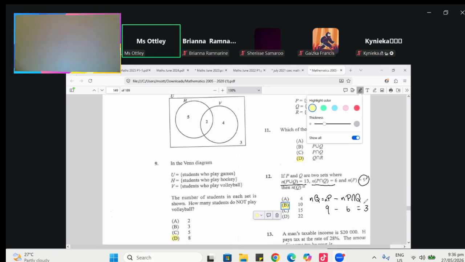You all with me? And then we know that out of that intersection between P and Q, 6 elements they share, 3 of them are just for P alone. Sorry, this is P. 13 in total. 13 subtract 3, 10. This working will be different from the others that we did. This question is different.